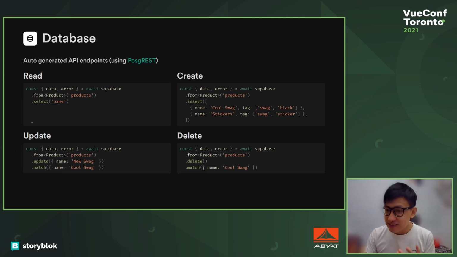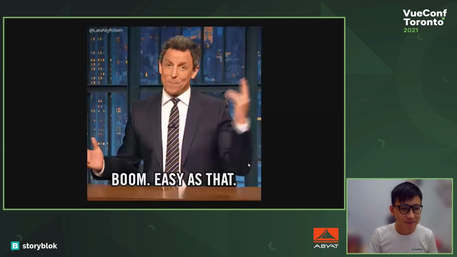And the same applies to delete, where when you put dot match here, it will match all the names that have cool swag from the table and delete the entry. It is just that easy. All these CRUD operations are as simple as ABC. Yeah, boom, as simple as that.